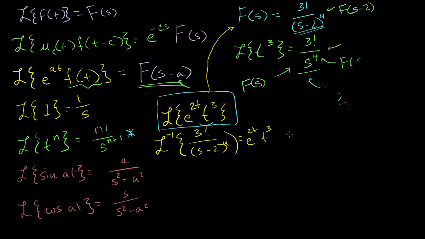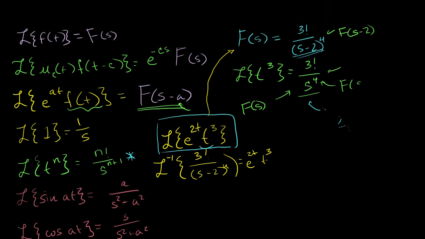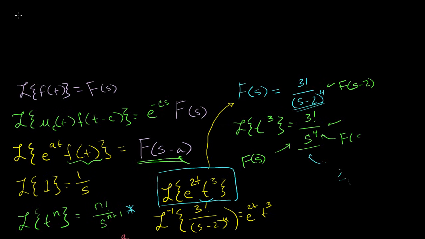I think the tool isn't working properly there. Let me scroll up a little bit. So I could write it right here. If I wanted to figure out the Laplace transform of e to the 2t times t to the third, I'll say, well, this e to the 2t, I remember that it shifts something. So if I know that the Laplace transform of t to the third, this is an easy one, is equal to 3 factorial over s to the fourth.